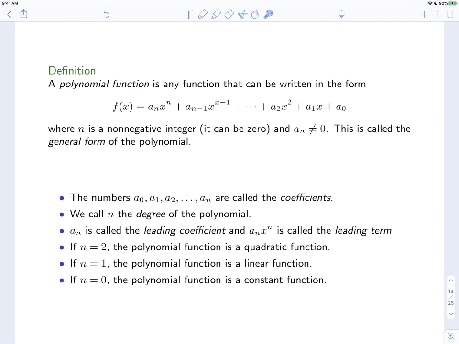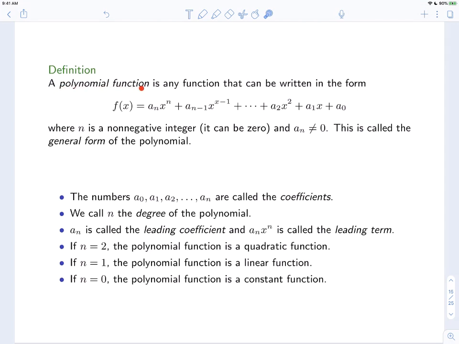This leads us to what we call polynomial functions. A polynomial function is any function that can be written in this form. It's the sum of power functions. So this is supposed to be a power function, so that should be an n right there. f of x is equal to a sub n times x to the n plus a sub n minus 1 times x to the n minus 1, and so on and so forth until we get to a sub 2 times x squared plus a sub 1 times x to the 1 plus a sub 0 times x to the 0, if you want to think of it that way.